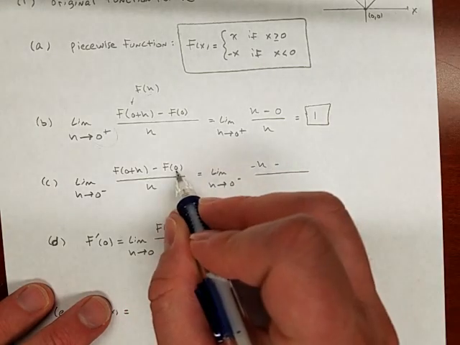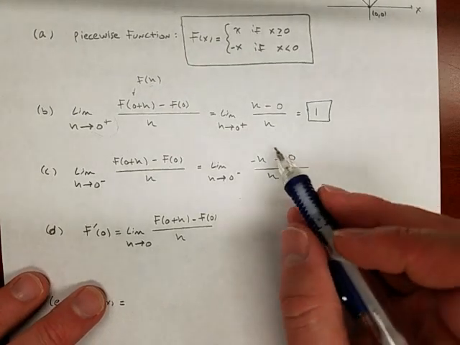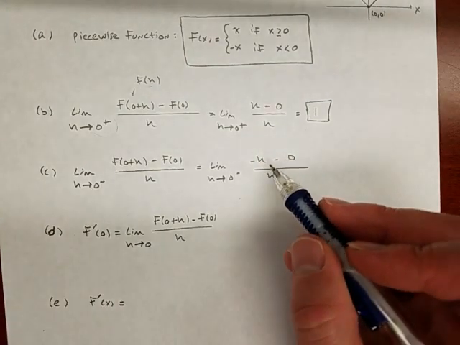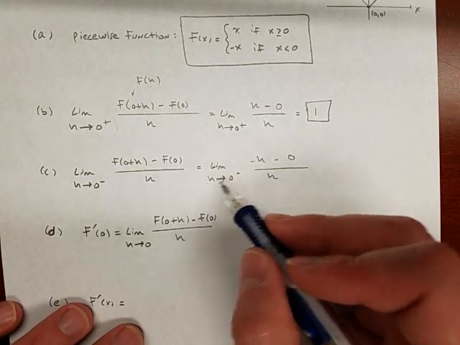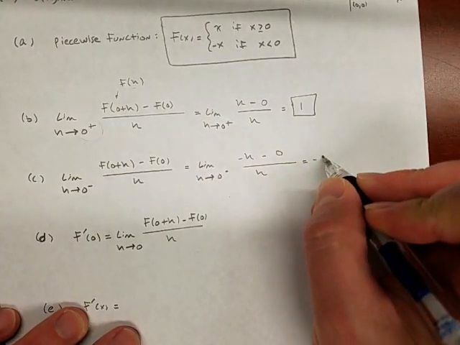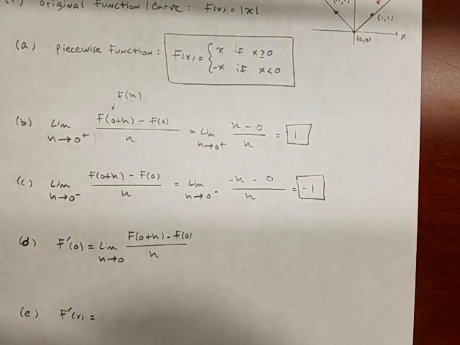Okay, minus f of 0. 0 over h. All right, how's that reduced? Negative h minus 0, negative h. Negative h over h, negative 1. To apply the limit, negative 1. All right. Now, okay, if that looks strange, what do you do?